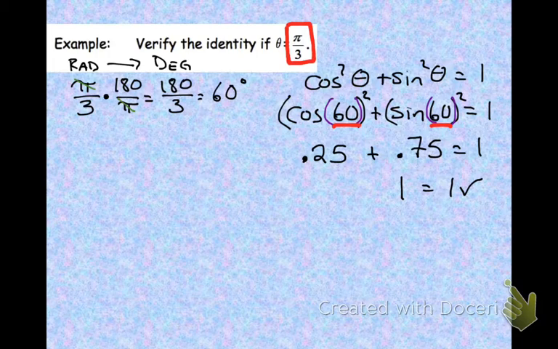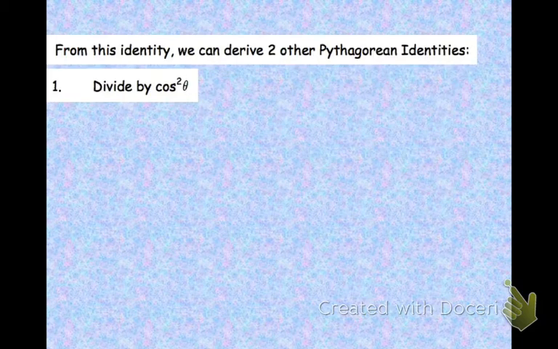So what we're going to do now is use this original identity here, and we're going to derive the other two that you need to know. From this identity, we can derive two other Pythagorean identities.